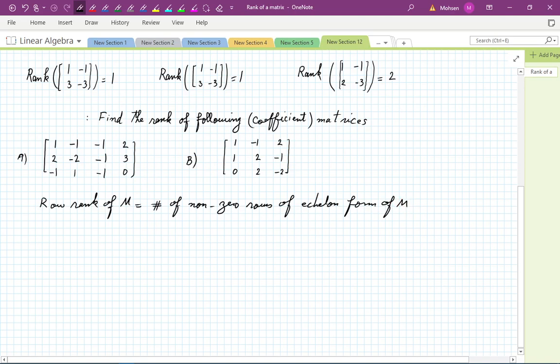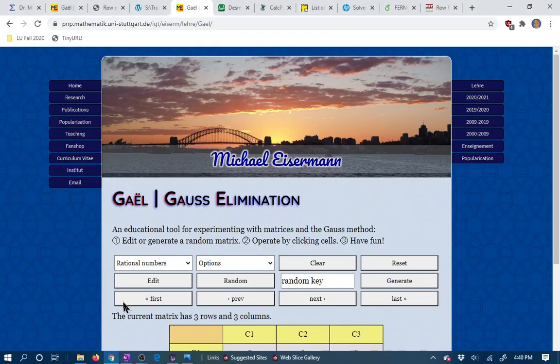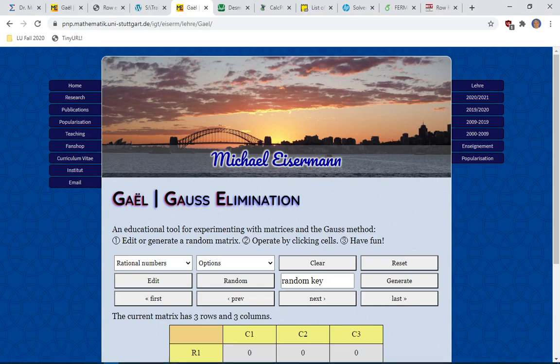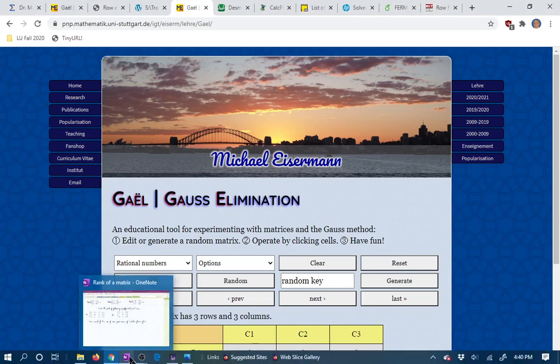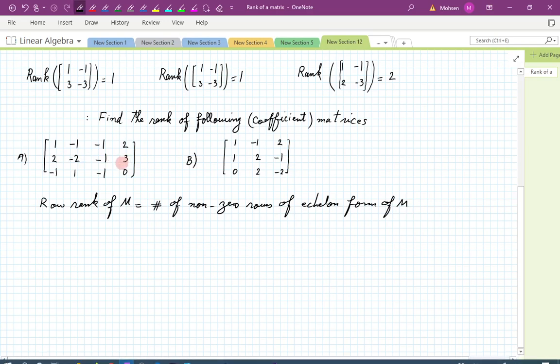So how do we get the echelon form? We can do it by hand, or you can do it with that software we talked about the other day. If the matrix is big, you use the software. If the matrix is small, you do it by hand. So let's go ahead and practice it in this case.